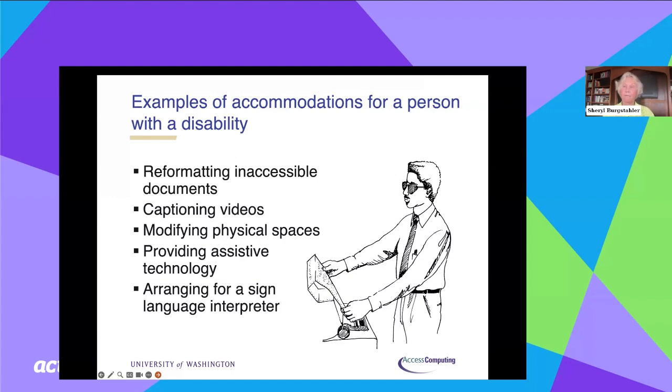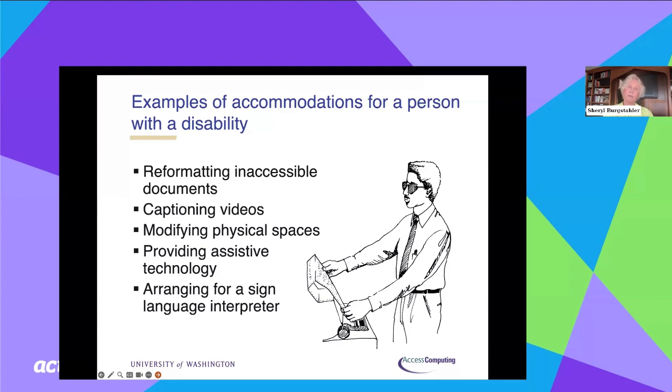Captioning videos, even with YouTube videos, we know those captions are often created by computers and they're not edited, and so they need to be recaptioned, or at least the captions need to be edited for a person who really relies on them, like a person who's deaf. Modifying physical spaces that are not accessible, providing assistive technology that they can connect to computers. If you happen to have computers at a dorm, for example, that are public access, if you have a student with a disability, they might need assistive technology to access that. And arranging for a sign language interpreter. Of all of these things, the last two you might have to be reactive for when people request an assistive technology device or people need a sign language interpreter.